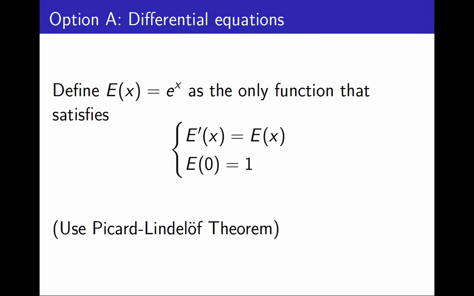The advantage of this option is that it is very natural. It is easy to understand. We recognize this as the most important property of the number e. The disadvantage is that the Picard-Lindelöf theorem is very expensive. It is a very sophisticated theorem and it is hard to prove. You could learn it in a course in ordinary differential equations. This counts as advanced math.